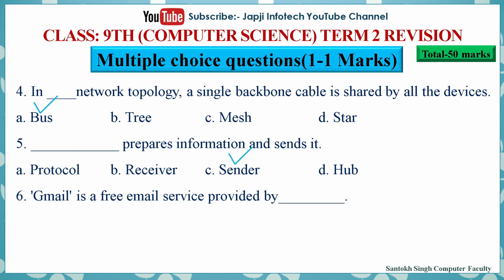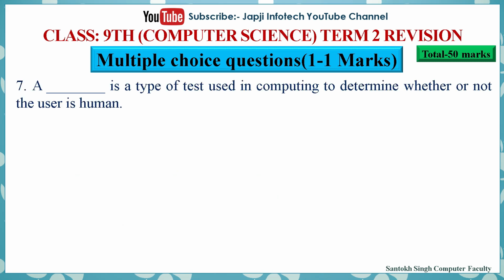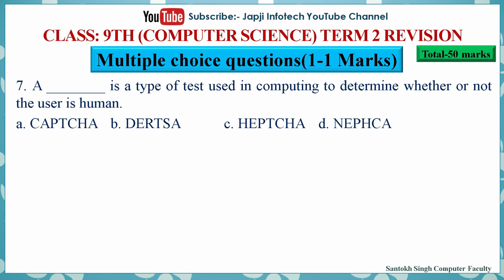And sixth one is, Gmail is a free email service provided by dash. The options are Yahoo, Google, Rediff Mail and the last one is Hotmail. And the right answer is Gmail is a free email service provided by Google. And the seventh one is, a dash is a type of test used in computing to determine whether or not the user is human. The options are CAPTCHA, DRSA, HAPTCHA, NAFCA. And the right answer is, a CAPTCHA is a type of test used in computing to determine whether or not the user is human.